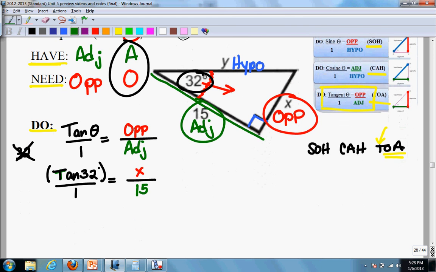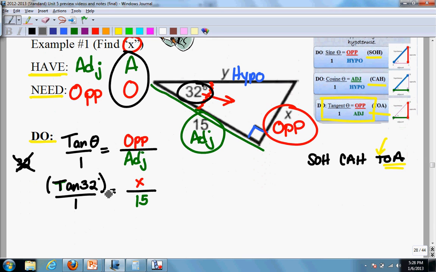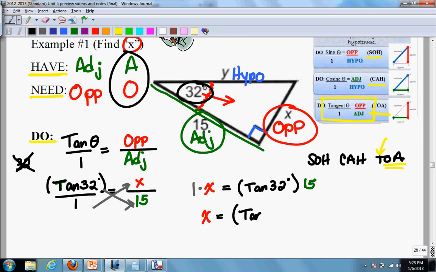All right? Next step. We're going to cross multiply. Next line reads 1 times x equals parentheses tan 32 degrees times 15. So to solve for x, we basically have to find the tangent of 32 degrees and multiply it by 15. Now the question remains, where on earth do I get that value?